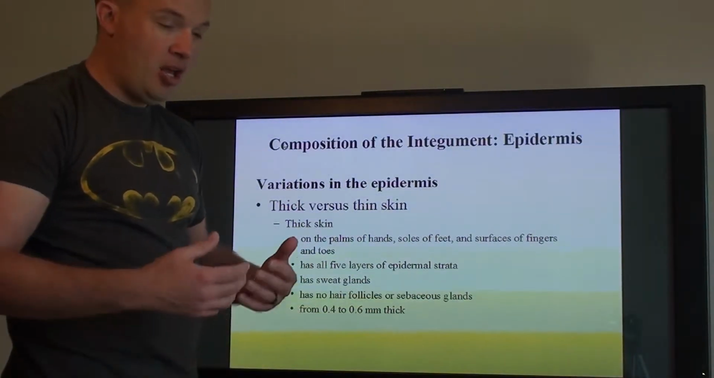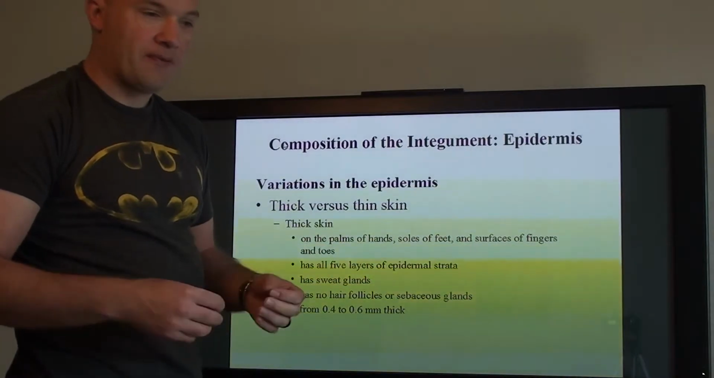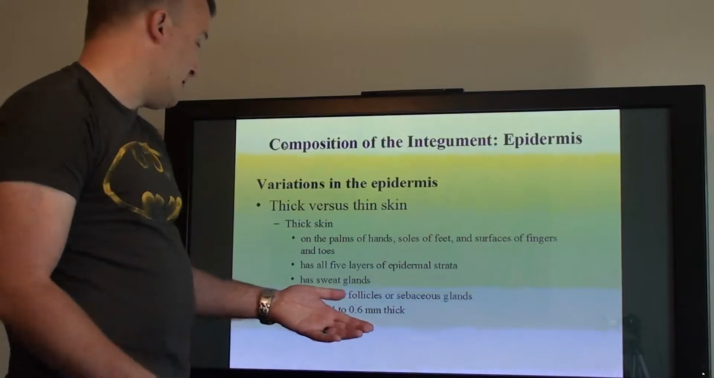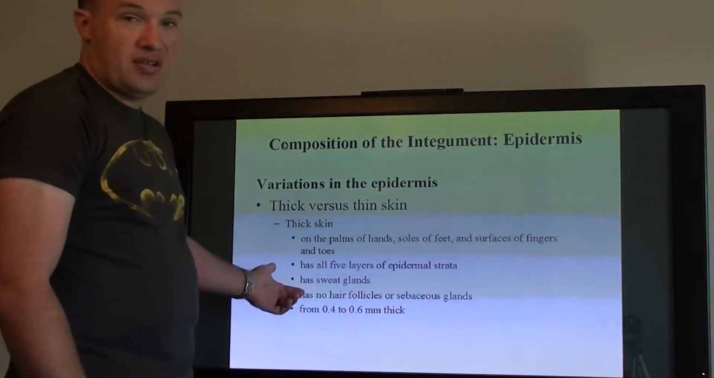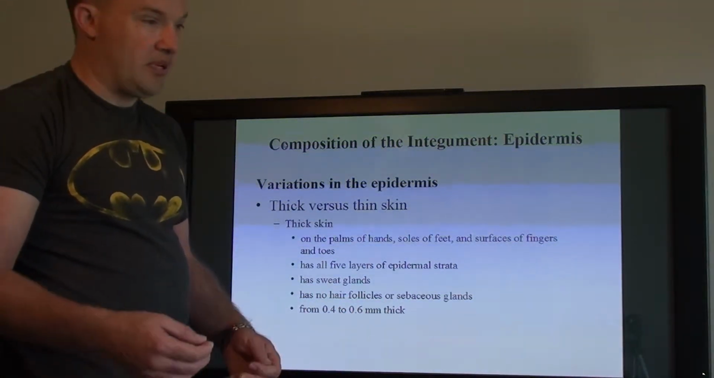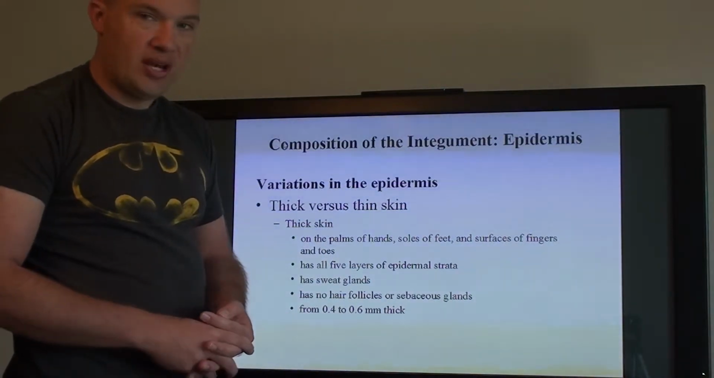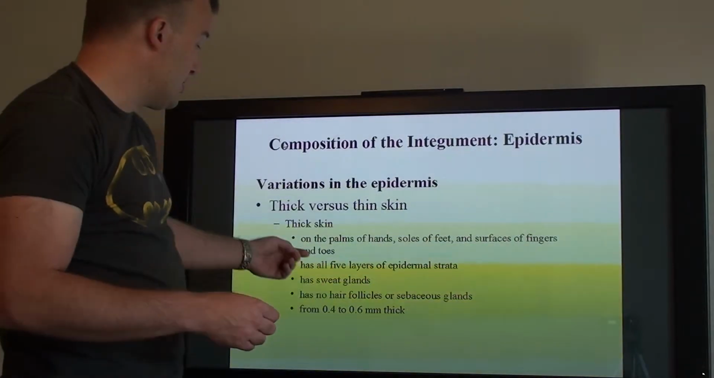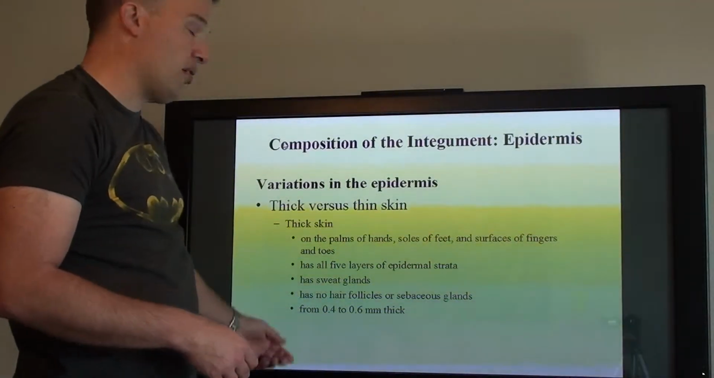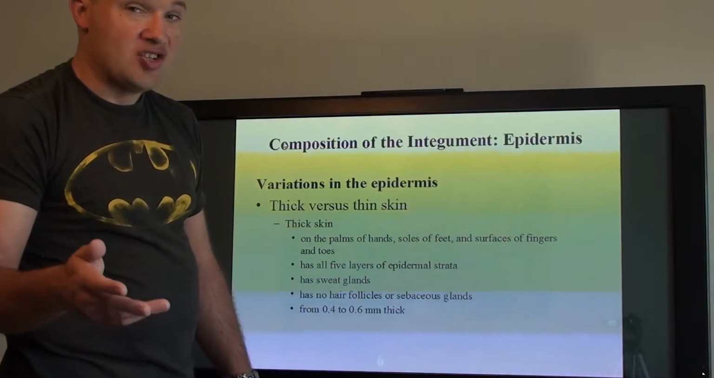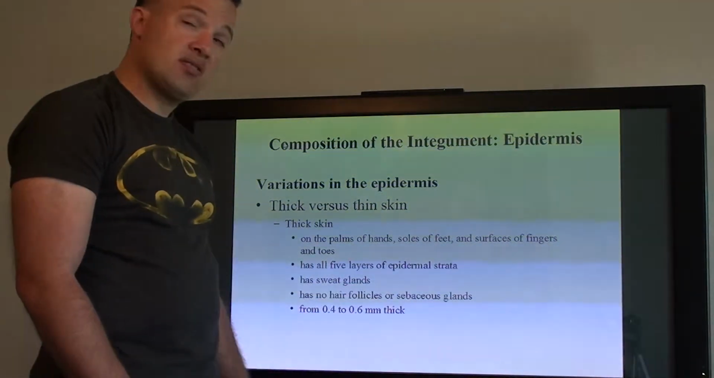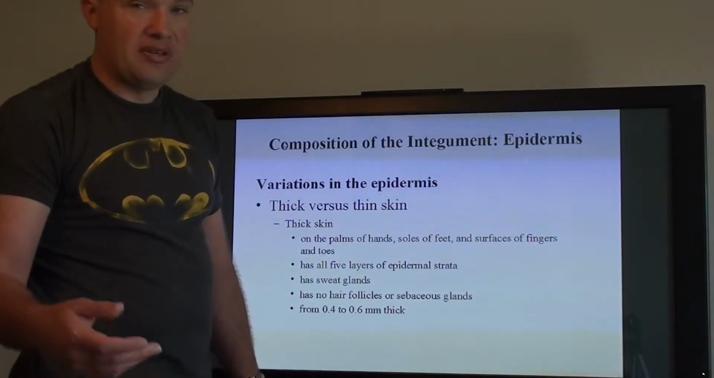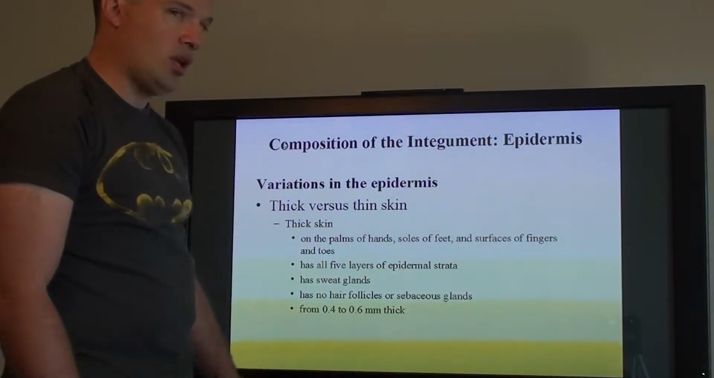So if you think about it, these are places where we would see lots and lots of friction, abrasion, pressure, movement, hands and feet. Again, all 5 layers. You've got sweat glands there. Think about it, you break into a cold sweat for some reason, that usually makes your hands and even your feet sweaty. It's because there's thick skin there that has sweat glands. Thick skin does not have hair follicles or sebaceous glands. You can imagine from its name, yes, thick skin is literally thicker than thin skin. It has one more layer of cells.